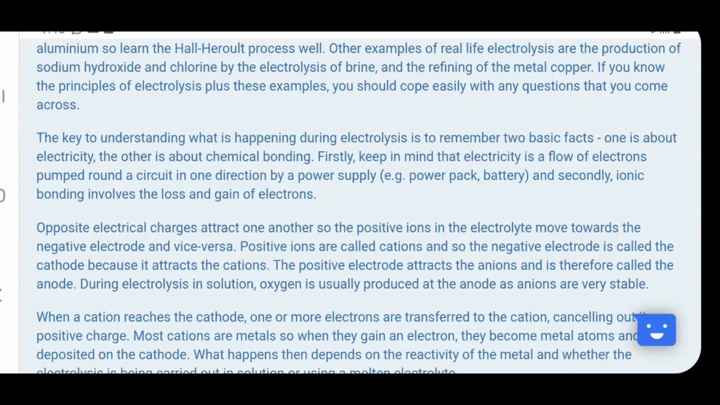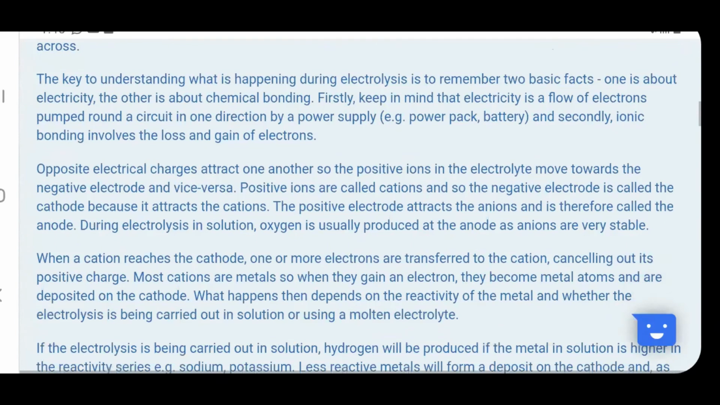During electrolysis in solution, oxygen is usually produced at the anode as anions are very stable. Good. When a cation with this, and let me tell you something, that is talking about the water. See, if you have electrolysis of water, what you have immediately there, if it's water alone, you have hydrogen ions separating from the oxide ions.